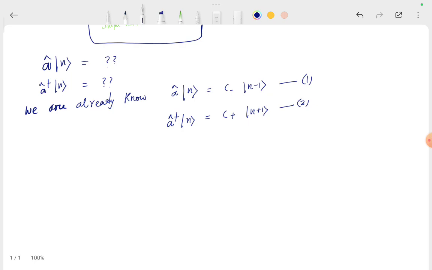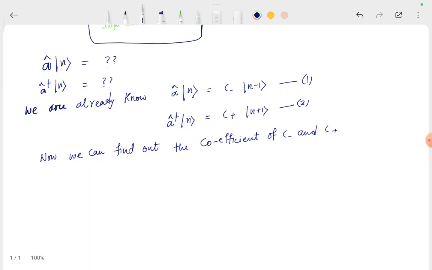So our task is to find the value of these eigenvalues, actually the coefficients c minus and c plus. This is our main goal. So let's start the process.